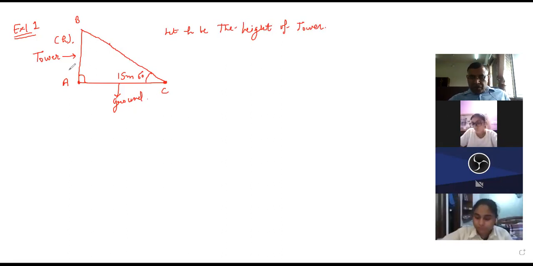Now find the height of the tower. So I took this as h. Now pay attention. This base is given to me. I want to find out the perpendicular h. I know the relation between perpendicular and base is of tan.